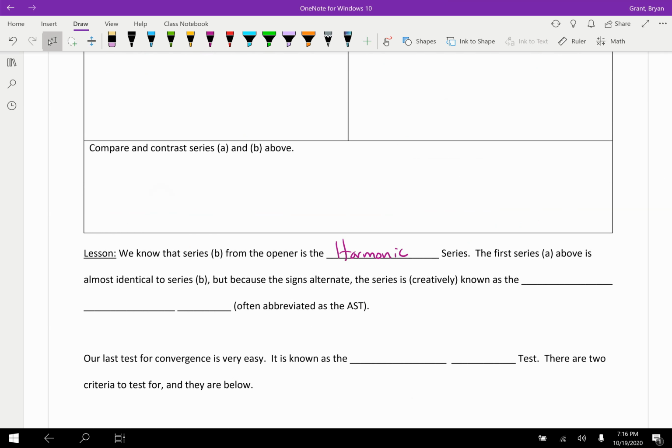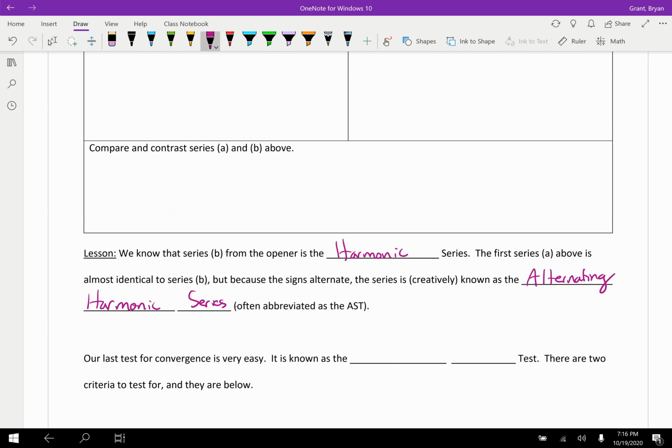So if the first series, or the part B series, is known as the harmonic series, then it probably is not going to surprise you that because our signs alternate, this is known as the alternating harmonic series.